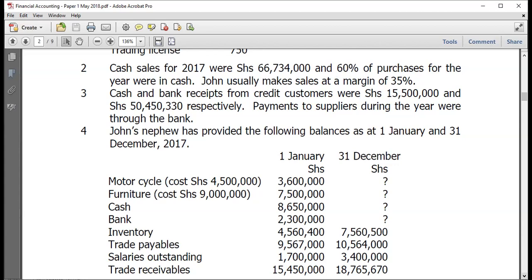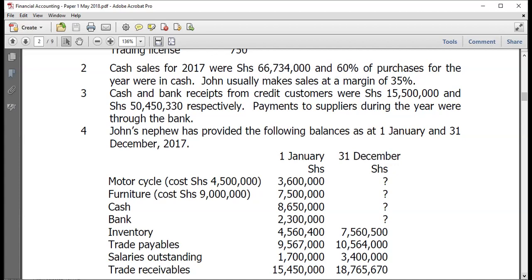Then we have furniture, where the cost is 9 million, and then the net book value is 7.5. Okay, so that's important. And then the other is cash. Cash is 8,650,000. They have only given us the beginning cash, what we started with. The same thing with bank. They have also given us 2.3, okay?